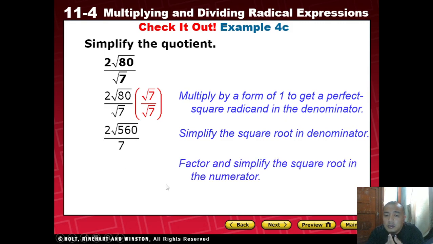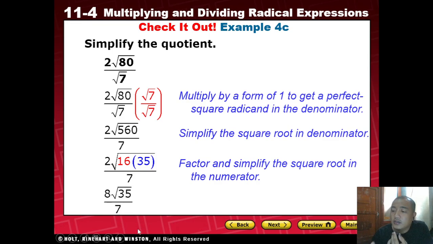Listen, 560 can still be factored, can still be simplified, which has the factors 16 and 35. 16 times 35 is 560. So the square root of 16 we multiply by 2, which is 4. 4 times 2 is 8. 8 square root of 35 over 7. Did you get the answer?